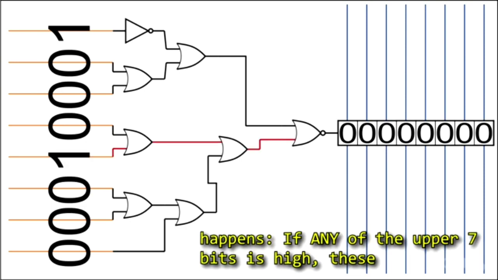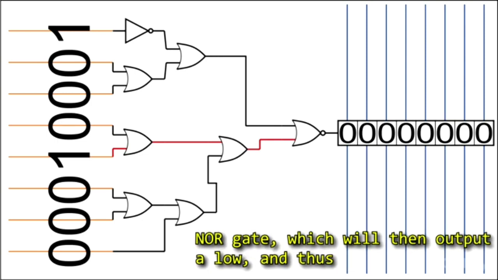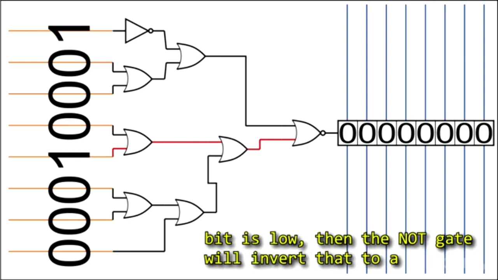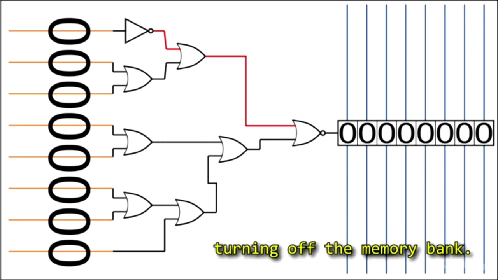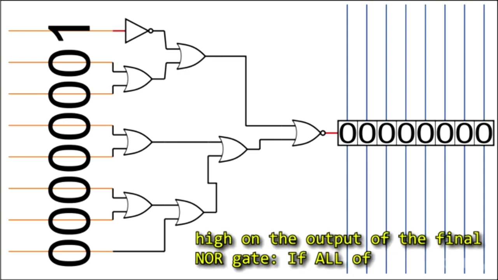If any of these upper 7 bits is high, these are all OR gates, it will send a high to the final NOR gate, which will then output a low, and thus our memory bank will not be turned on. If the first bit is low, then the NOT gate will invert that to a high, which triggers the final NOR gate to a low, turning off the memory bank. There is only one combination that will trigger a high on the output of the final NOR gate.